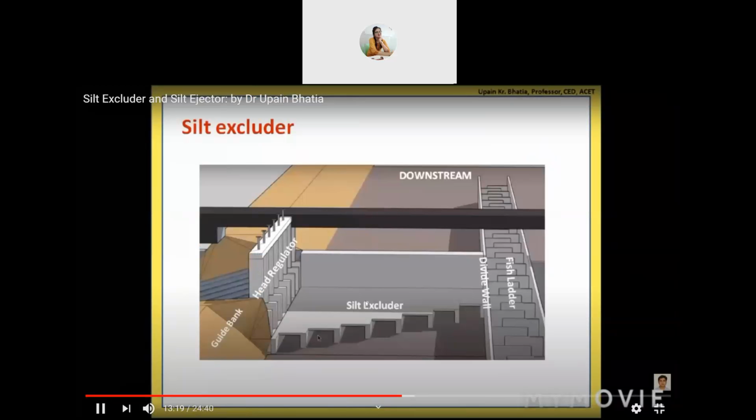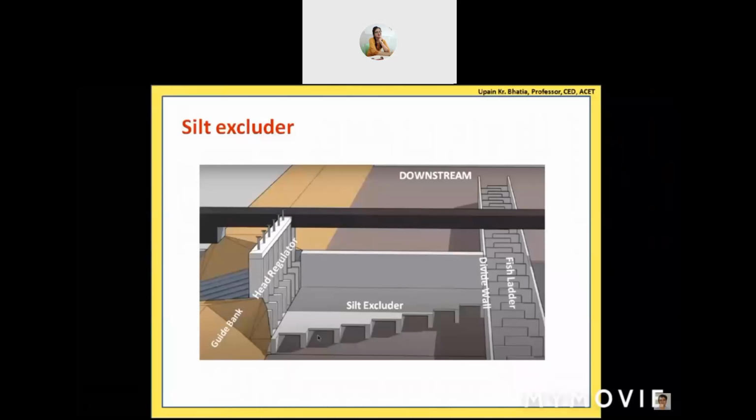Silt Excluder. So what you are seeing is a view from upstream to the downstream direction of a diversion network. So this is not the entire diversion network, it is one part of the diversion network. On the left hand side, you are seeing the guide bank. On the right hand side, you are seeing the divide wall and fish ladder. So it is the portion within the guide bank and the divide wall, as if you are standing in the pocket channel. This is a view from the pocket channel upstream side to the downstream side.